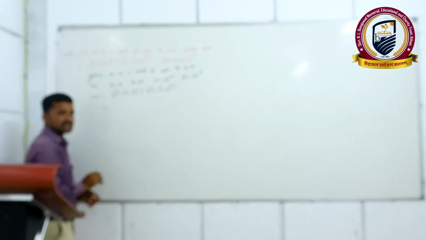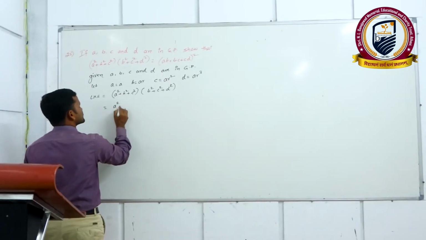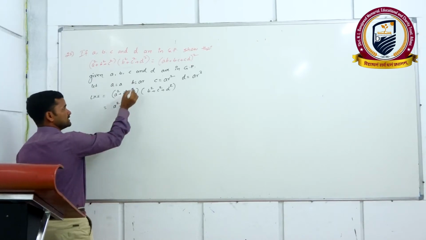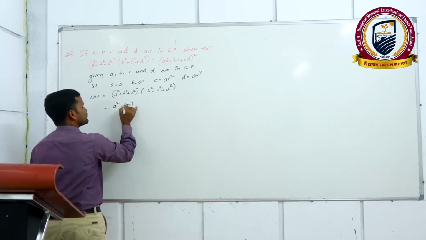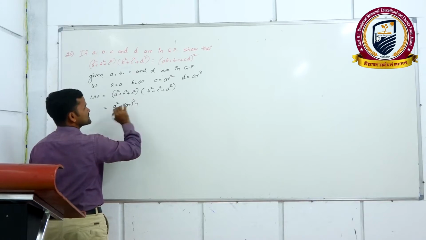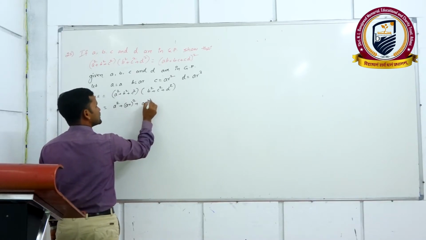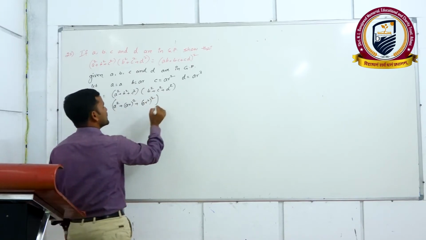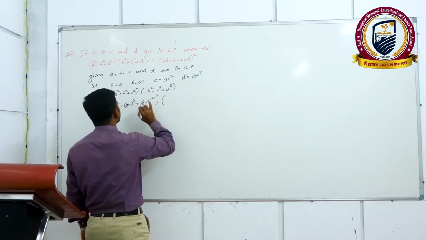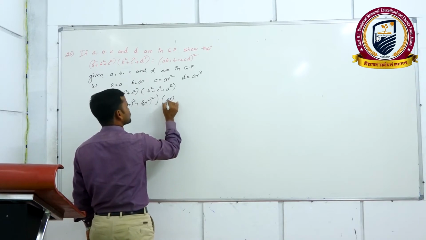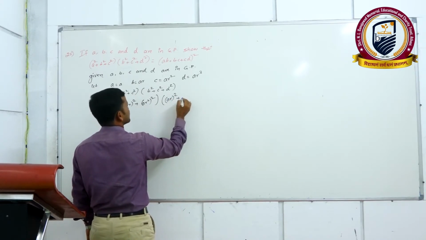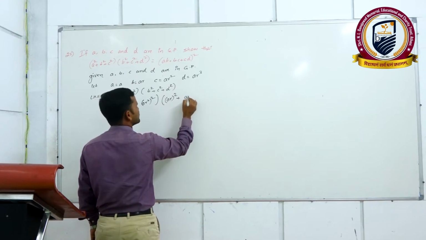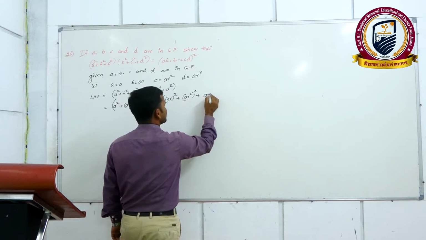A, I have taken A only, put it as it is, A square, plus B, we have taken AR, so A into R whole square, plus C means AR square, this whole square will be there. Complete this bracket. And now coming to the second one, B square means A into R whole square, plus C is A into R square whole square, plus D is A into R cube and whole square will be there.